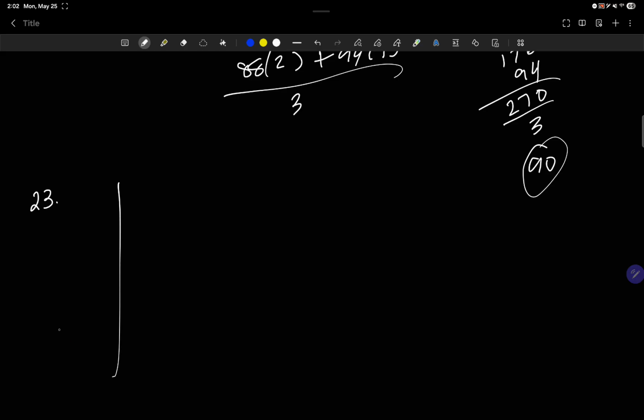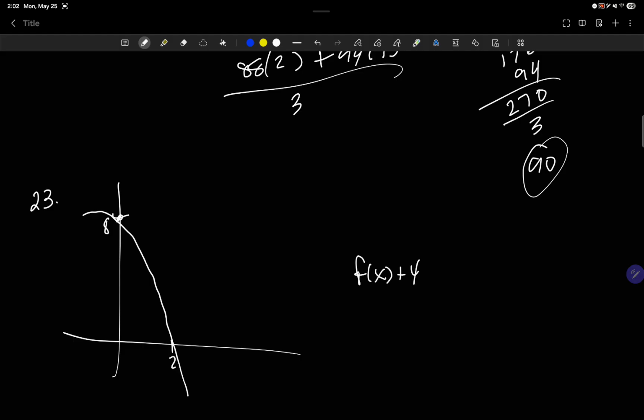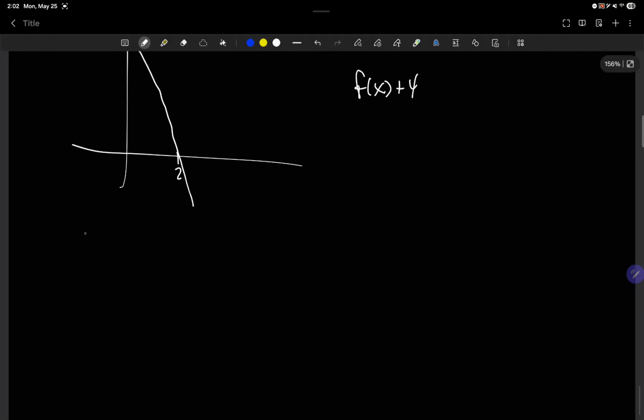Okay, we have a picture of a graph. I'm going to do my best to try and draw it. Y-intercept at 8, x-intercept at 2, and it looks like an exponential function that's been flipped. Looks something like that. All right, graph of f of x plus 4 was shown. So, what equation defines f of x? I'm going to write the answer choices.